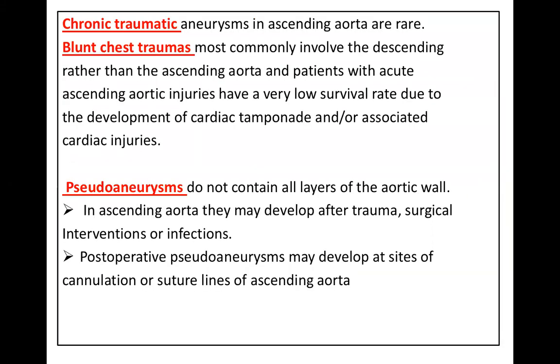Chronic trauma is rare. Blunt chest trauma most commonly involves the descending rather than the ascending aorta. And patients with acute ascending aortic injury have very low survival due to development of tamponade and associated cardiac injuries. Pseudoaneurysm, which does not involve all the layers, may develop after trauma, surgical intervention, or infection. Usually the post-op pseudoaneurysm may develop at the site of cannulation or suture line of the ascending aorta.